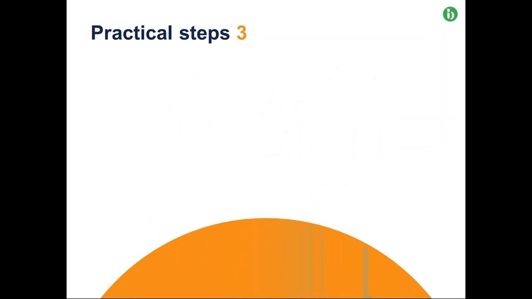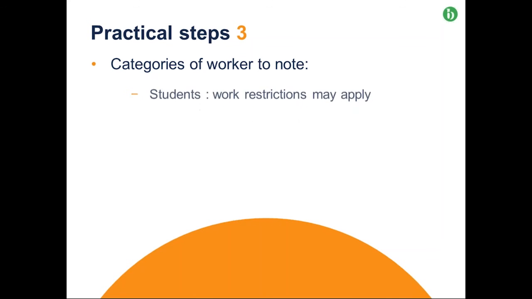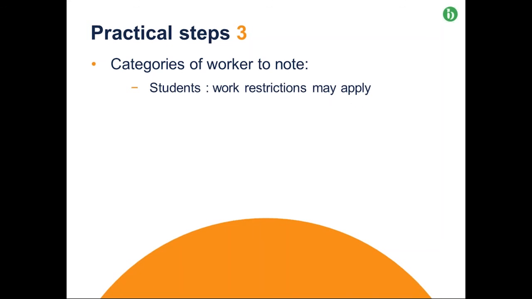Practical steps 3. There are specific categories of workers to note where there may be restrictions and you need to be more wary when carrying out right to work checks. For example, students do have work restrictions that usually apply. If that's the case, then they may be restricted on the hours they work, but also the time periods within which they can work.